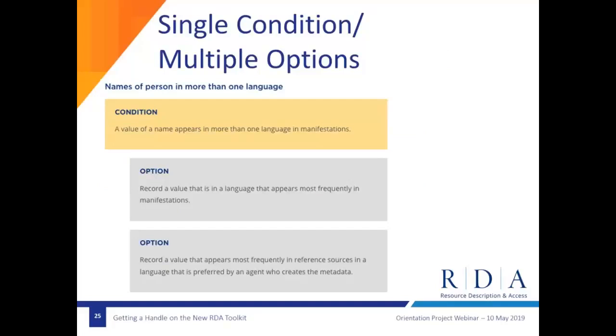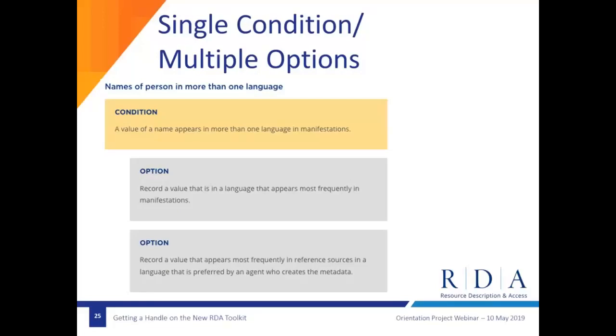The second is a single condition with multiple options. So this is the name of person in more than one language. My condition is a value of a name appears in more than one language in manifestations. My first option is to record a value that's in the language that appears most frequently in manifestations. My second option is to record a value that appears most frequently in reference sources in a language that my agency prefers. So in most cases, you're going to be applying one or the other of these options, but not both.